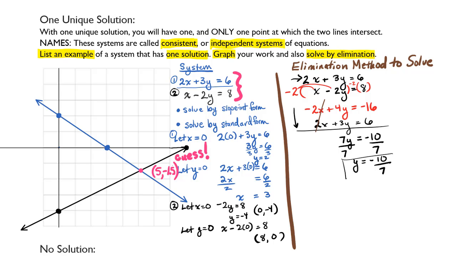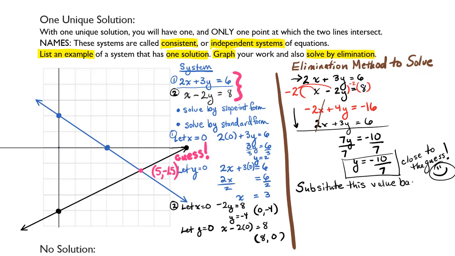And this is very close to the negative 1.5 that I guessed. That's good. That means that I'm probably on track to find the correct answer. Once I have this value y equals negative 10/7, substitute this value back into either equation and solve for x.